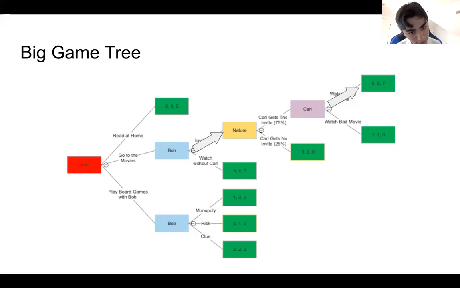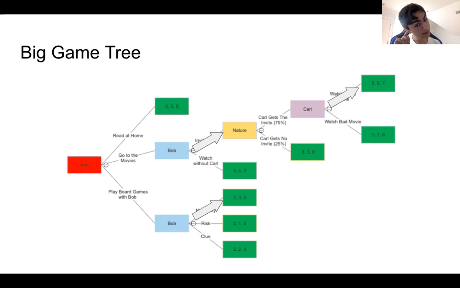So now let's look at the other case where Bob controls, which is playing board games. So Bob can either choose to play Monopoly, Risk, or Clue. So which one is Bob going to choose? Let's make sure that we all understand what's going on. Okay, yeah, Monopoly. Exactly. Because if we look at it, if he chooses Monopoly, he gets a payoff of 3. If he chooses Risk, he gets a payoff of 1. And if he chooses Clue, then he gets a payoff of 2. So in this case, Bob is going to want to choose Monopoly.